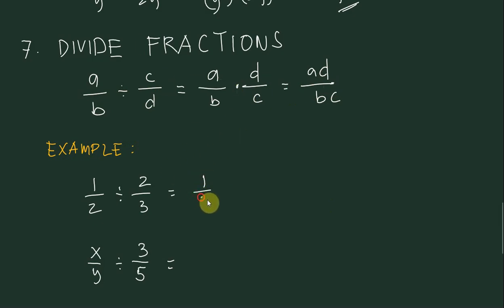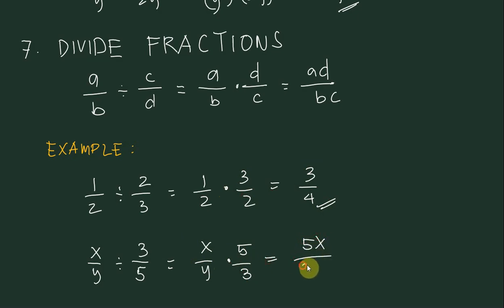Okay, so for this example, we have 1 over 2 multiplied by 3 over 2. So this is equal to 3 over 4. And then for this one, we have x over y multiplied by 5 over 3. So this is 5x over 3y.